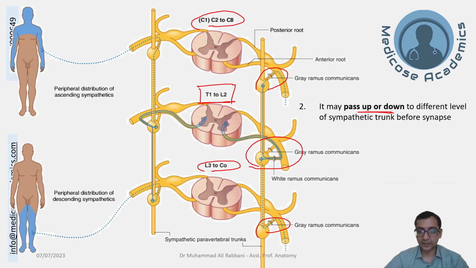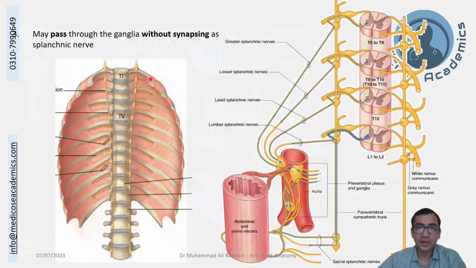So this is about the pathways. This is the level changing. A little bit more complex, it may synapse early and then change the level. This may also occur, but leave it for now. Then there are the ones that exit without synapsing. There are four nerves made from this. You must have read about them in the abdomen and pelvic region. These are the greater splanchnic, lesser splanchnic, least splanchnic, and the fourth one is the lumbar splanchnic.